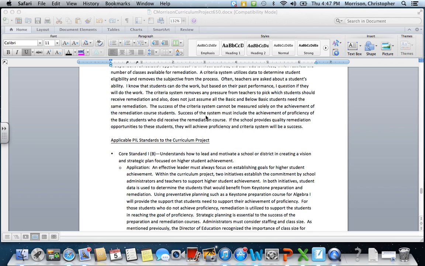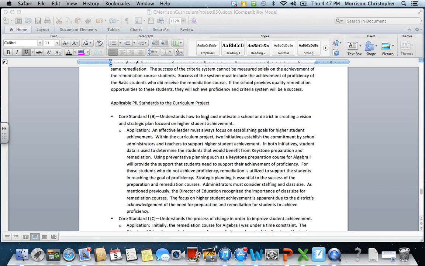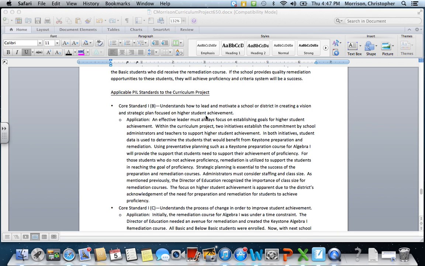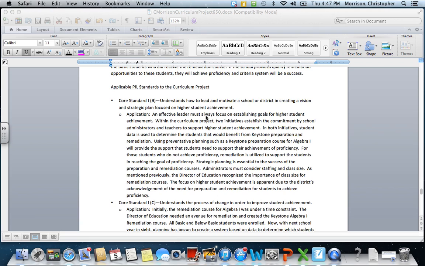The last part of the project was the discussion of the PIL standards, and I went through the PIL standards and listed the standards that I felt were applicable to the curriculum project. And for each one, I explained what exactly I feel the curriculum project did in relation to the PIL standard.